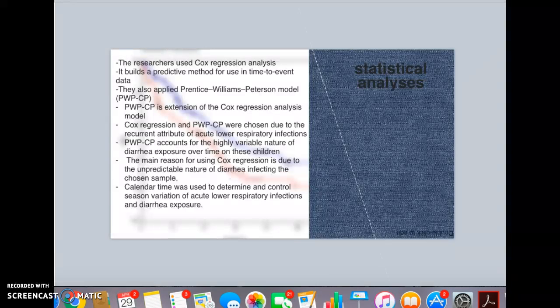The PWP-CP, rather, accounts for the highly variable nature of diarrhea exposure over time on these children. The main reason for using Cox regression is due to the unpredictable nature of diarrhea infecting the chosen sample. Calendar time was used to determine and control seasonal variations of acute lower respiratory infections and diarrhea exposure.